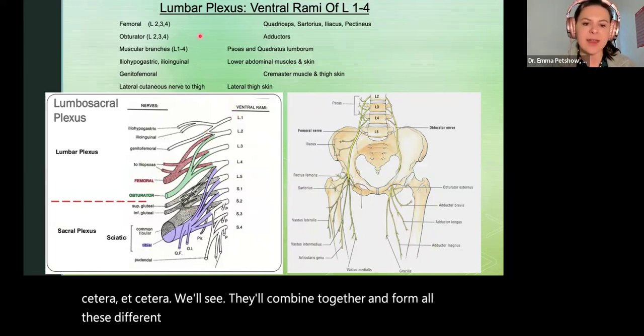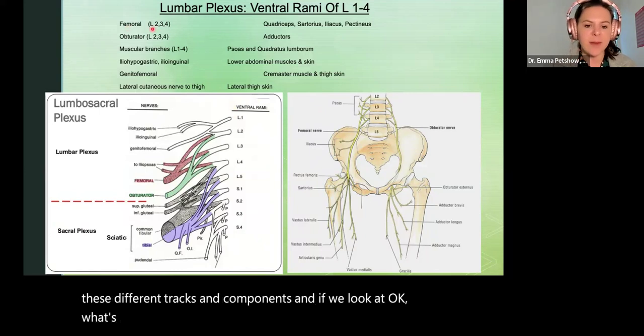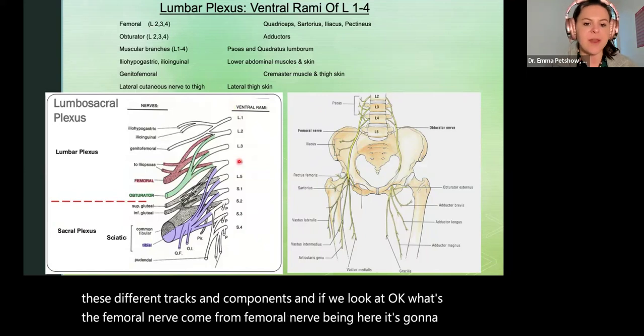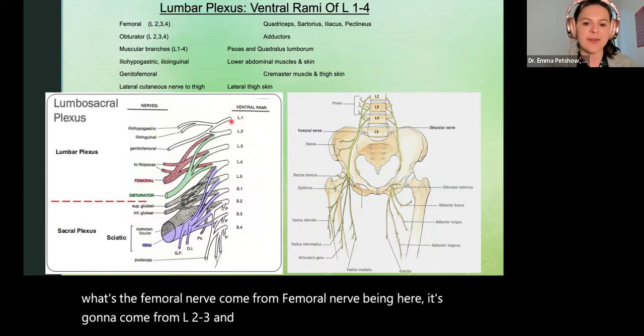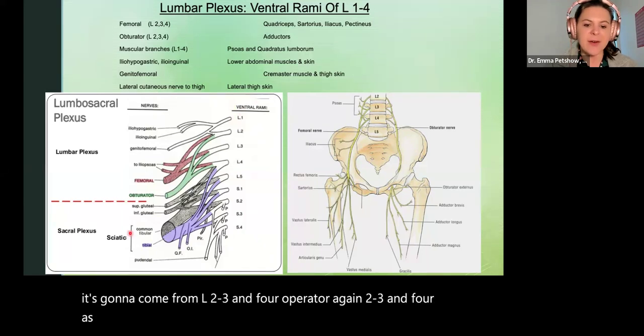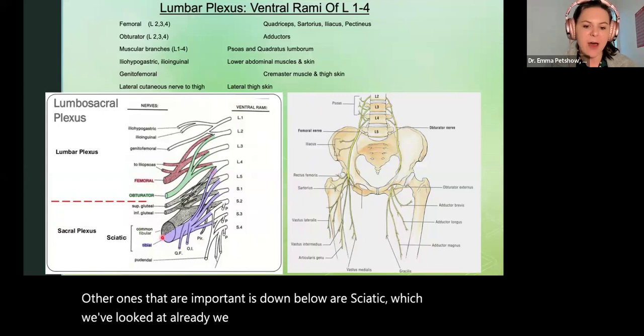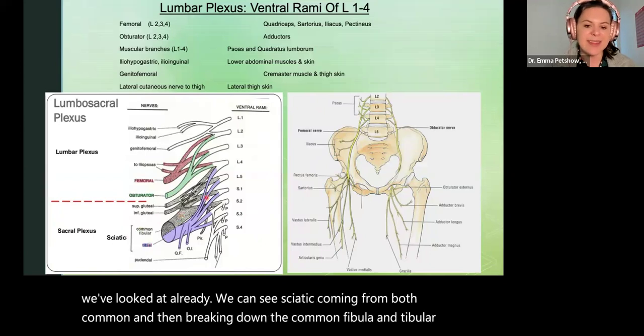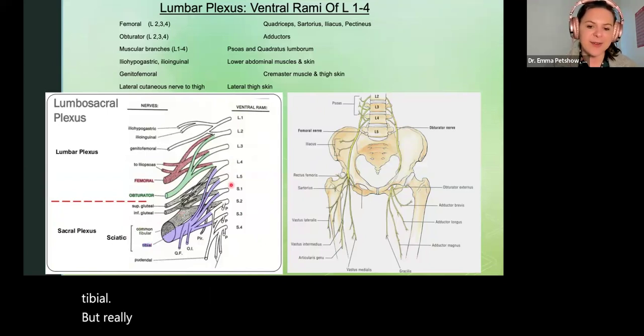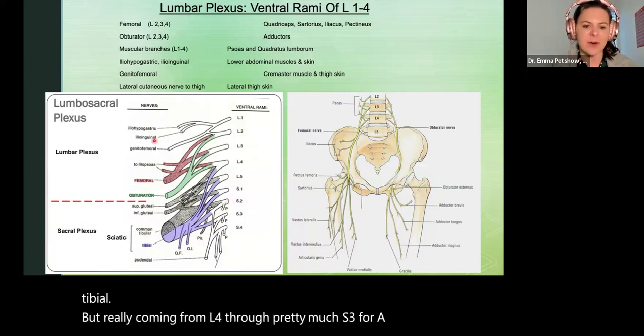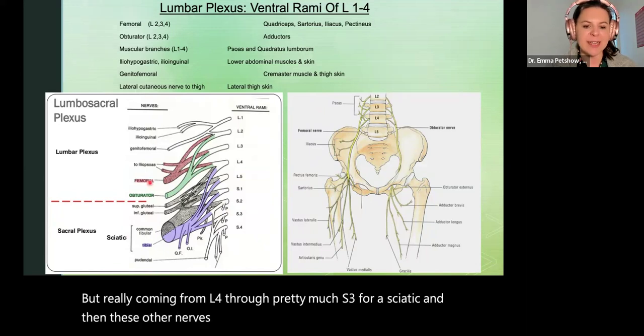And if we look at, okay, what does the femoral nerve come from? The femoral nerve, being here, is going to come from L2, 3, and 4. Obturator, again, 2, 3, and 4 as well. Another important one down below is sciatic, which we've looked at already. We can see sciatic coming from both common and then breaking down to common fibular and tibial, but really coming from L4 through pretty much S3 for our sciatic. And then these other nerves are smaller nerves I wouldn't worry about as much.